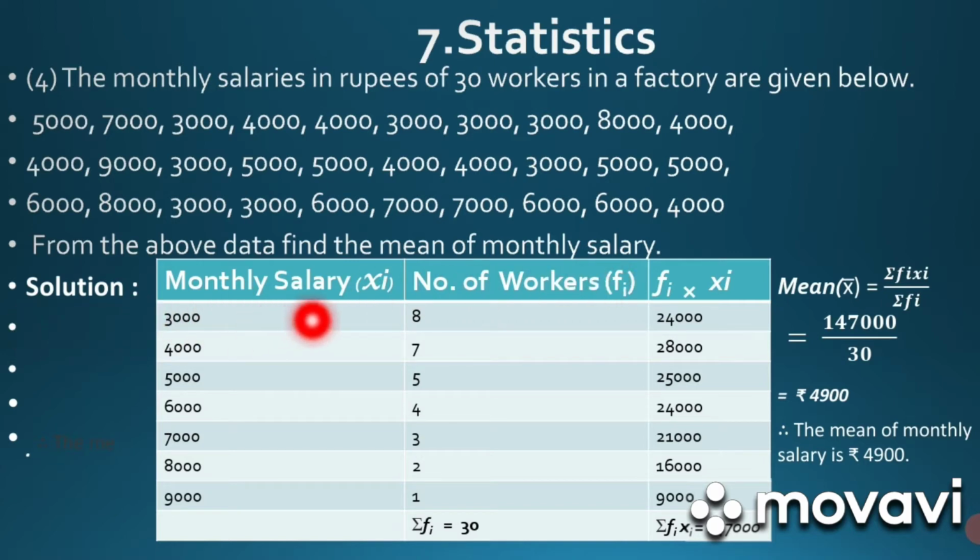Solution: in the frequency distribution table, we will write the monthly salary, which is Xi, the number of workers Fi, which is the frequency, and the product of the frequency and monthly salary, that is Fi into Xi. Therefore, for the monthly salary of rupees 3000, the number of workers, that is the frequency, is 8. Therefore, the product is 24,000. For a monthly salary of rupees 4000, the number of workers is 7 and the product is 28,000.